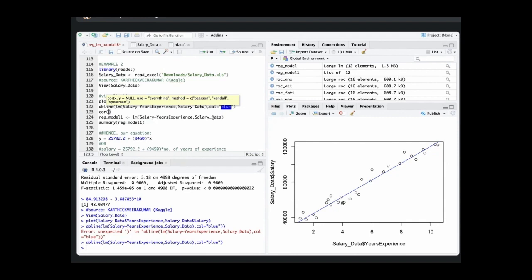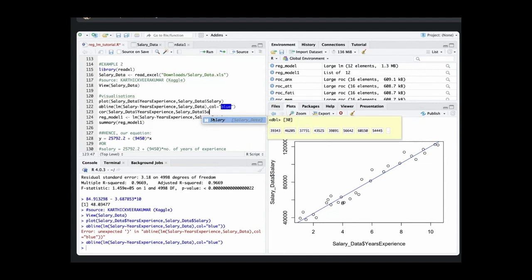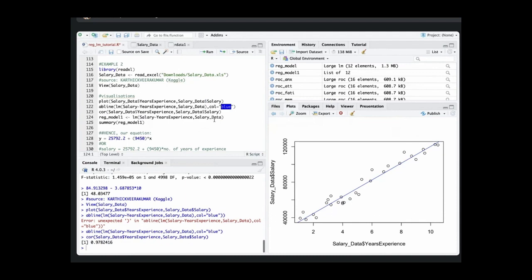So what I can do is just mention my data first, salary data, and mention my x variable, which is years of experience, and then I can try to see its correlation with my y variable, which is my salary, right? So again, it gives me this very strong positive relationship between these two variables.